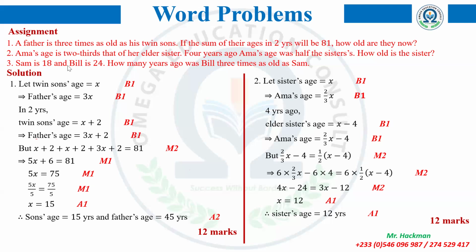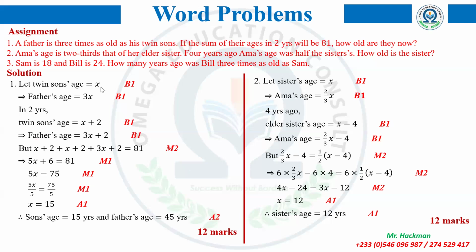Okay, so let's see. We know the connection between the father's age and that of the twin sons. So you let, and I've told you always, it's convenient, if possible, to represent the smaller age by your variable. In this case, between the father and the twins, obviously the sons' age will be smaller than that of the father. So you let the twin son's age be equal to x.